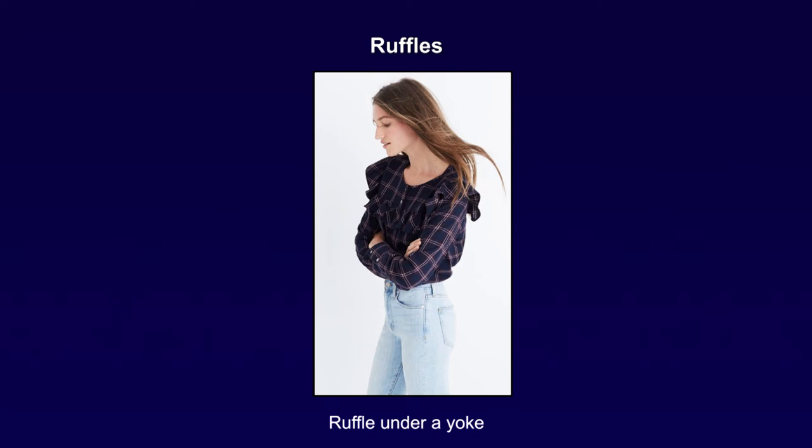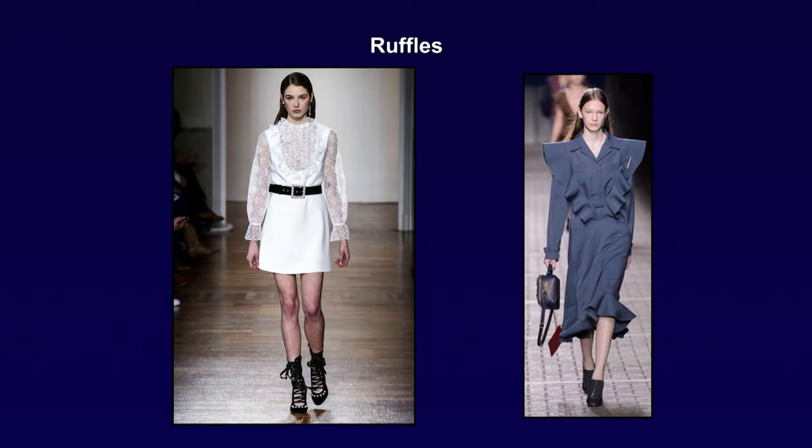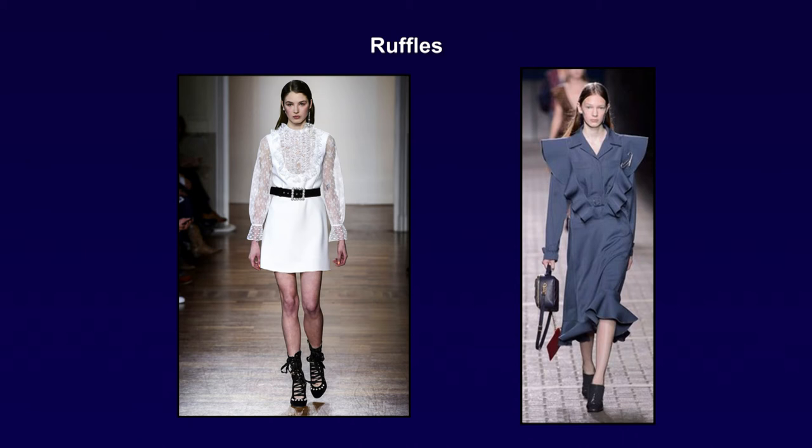The image here shows ruffles stitched under a yoke. The picture on the left shows a smocked front yoke with elegant ruffle bordering by Blue Girl Fall Winter 2017-18. On the right is an engineered dress with a broad shoulder line and ruffle detailing at the yoke for Spring 2017.